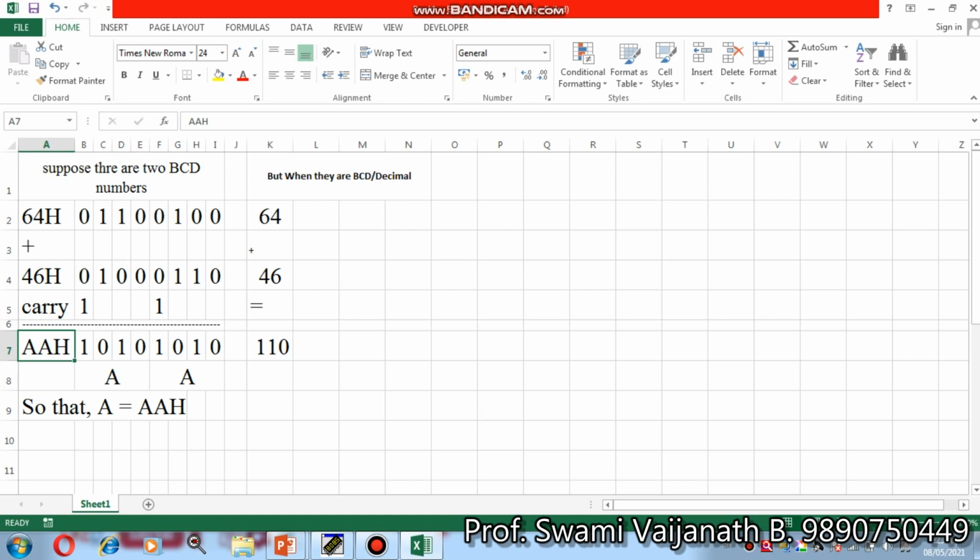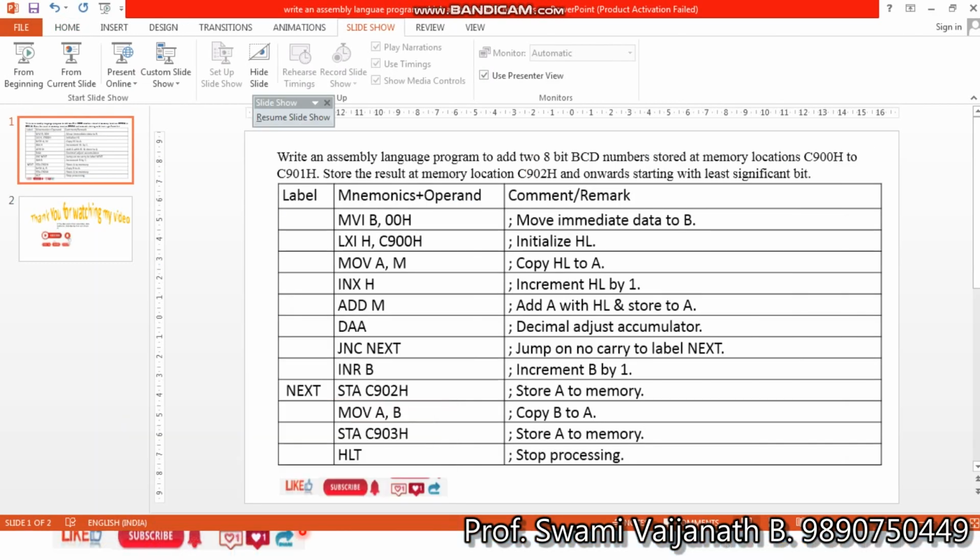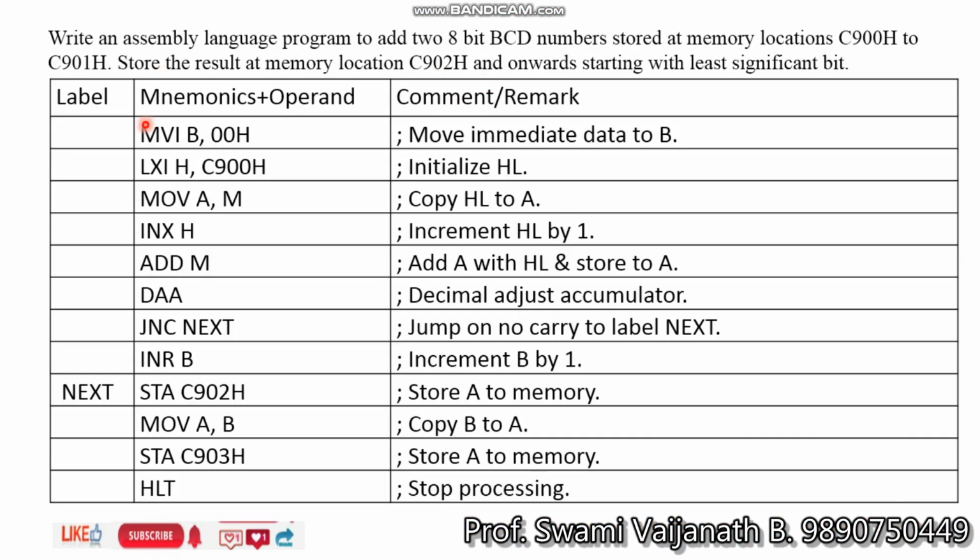But whenever they are BCD or decimal numbers, then 64 and 46, their addition is 110 in decimal, that is 110 as a BCD or decimal number. Actually, this concept is asked in the program. So I hope you understand the meaning of this program. After this discussion of BCD numbers, we now discuss the detailed ALP, how it is written.